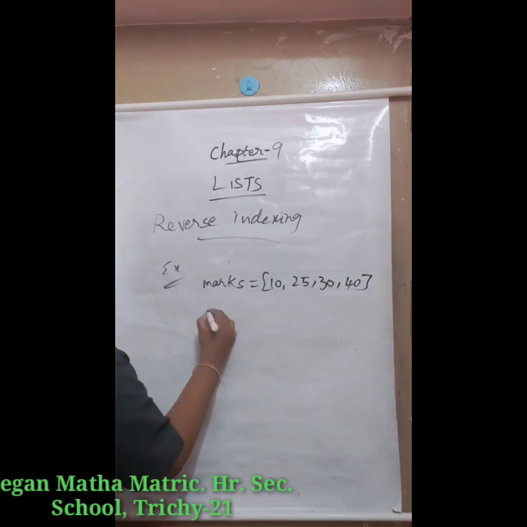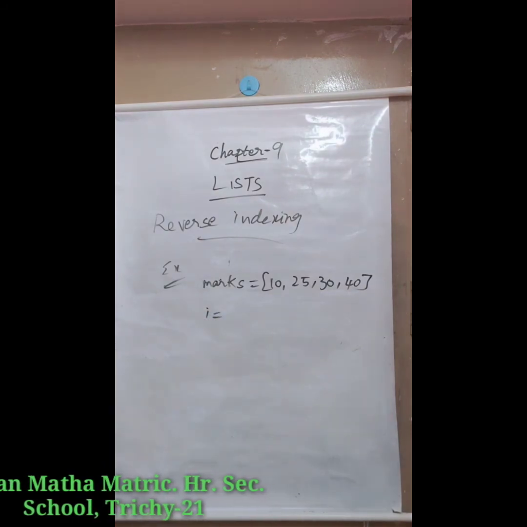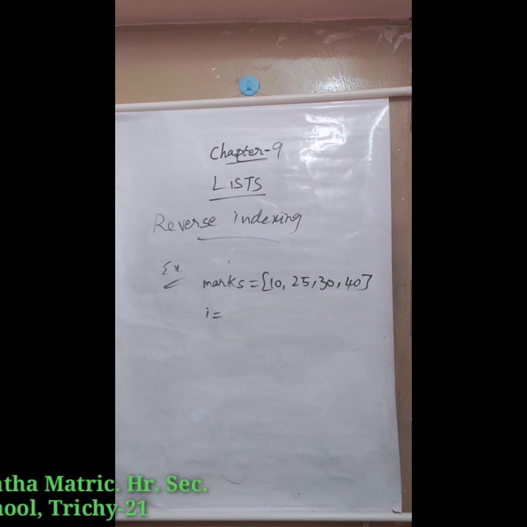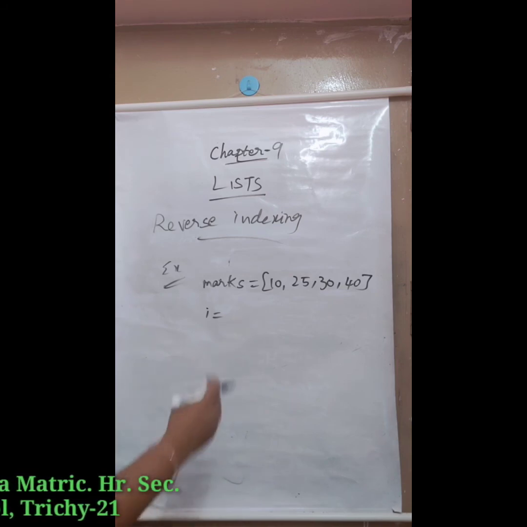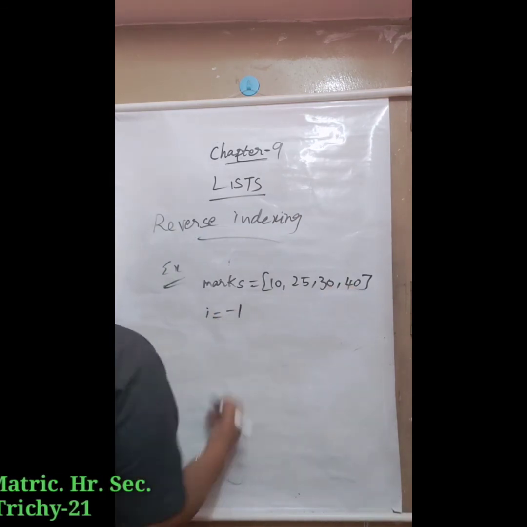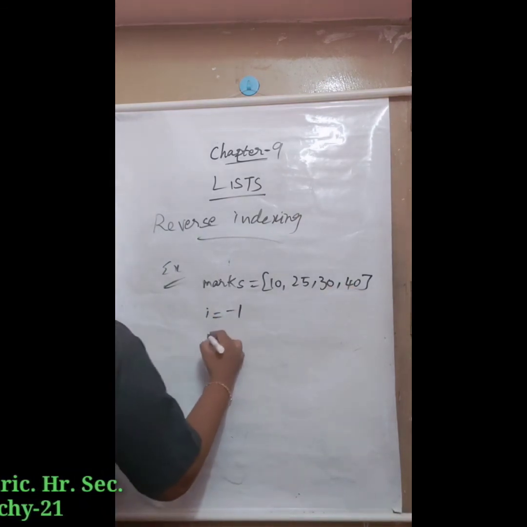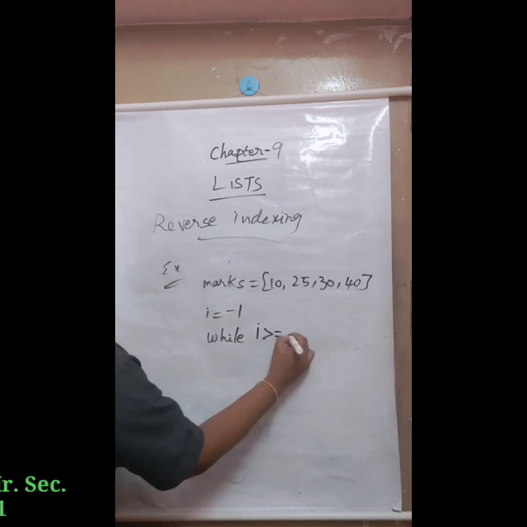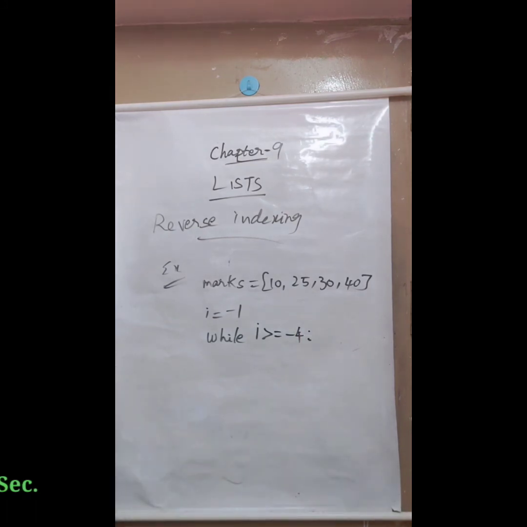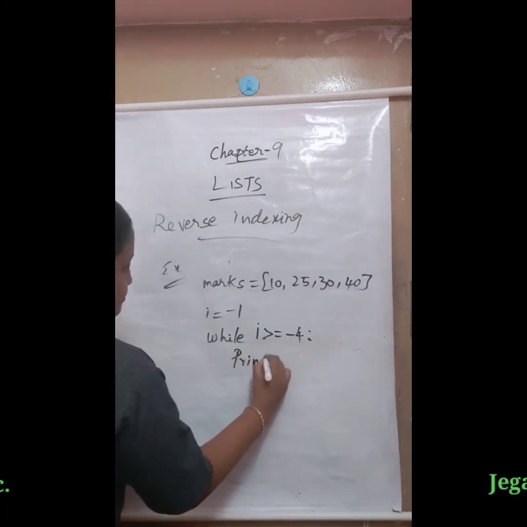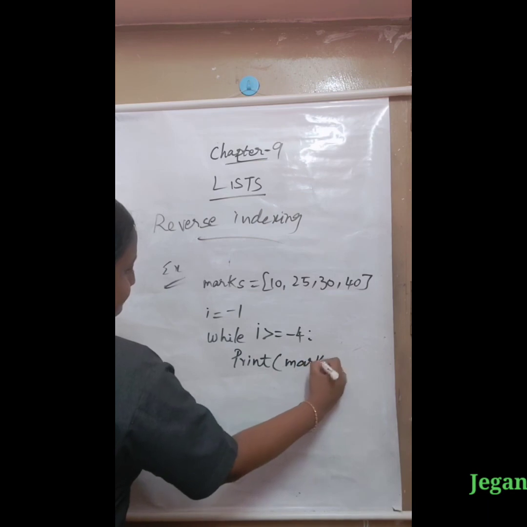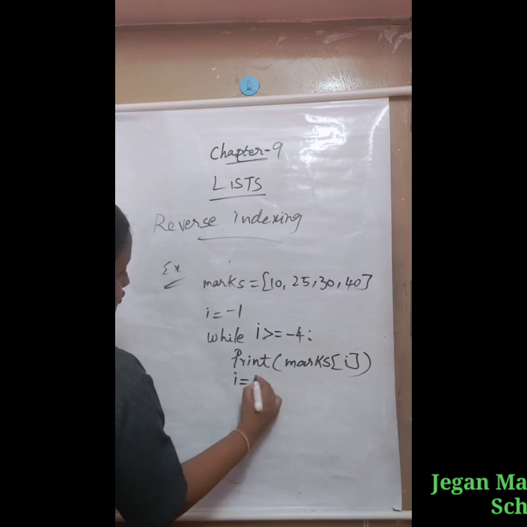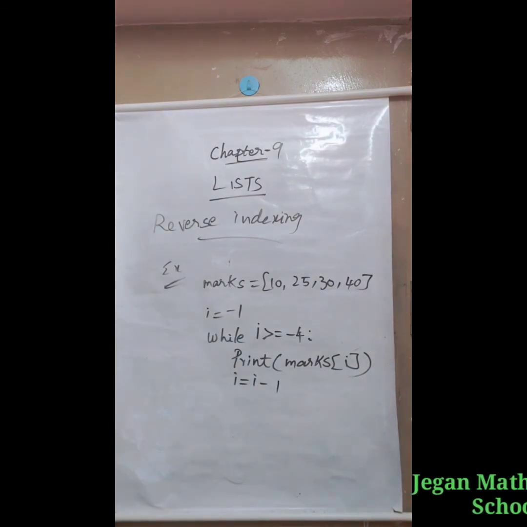In the previous example, we started with i value 0 because that is a positive index. But here we are going to start in reverse order, that is, the i value is -1. Next, while i greater than or equal to -4. So this is the condition. If the given condition is true, it prints marks of i, then i is equal to i minus 1. So this is the example program.